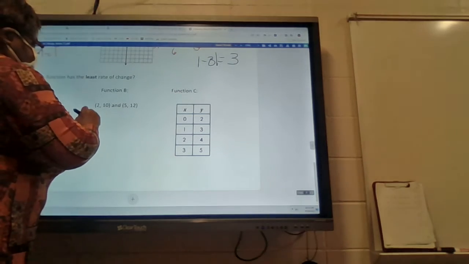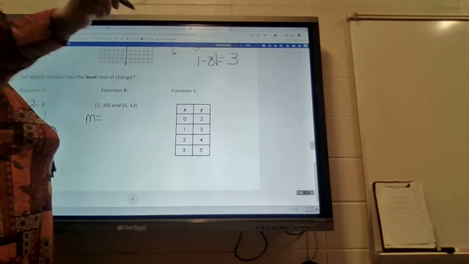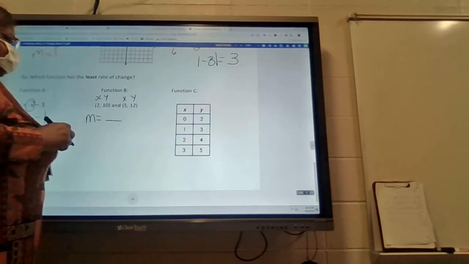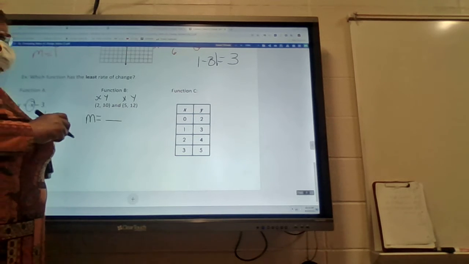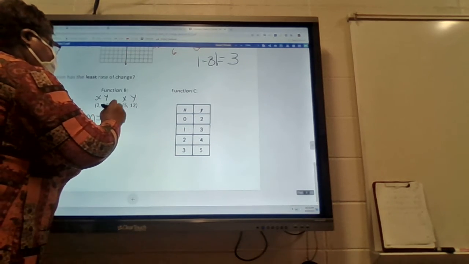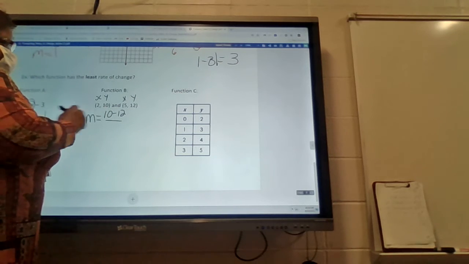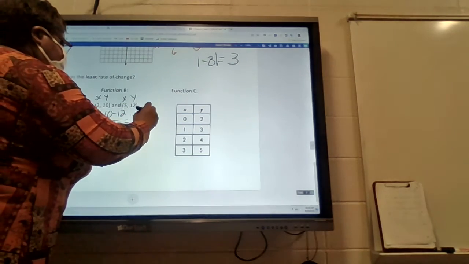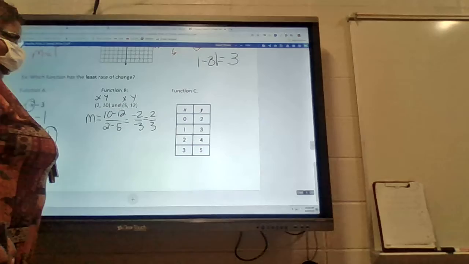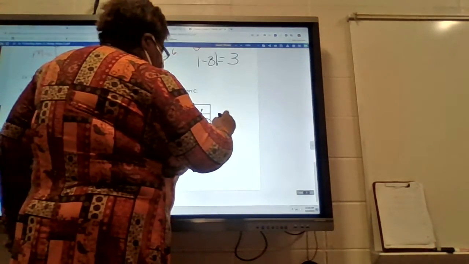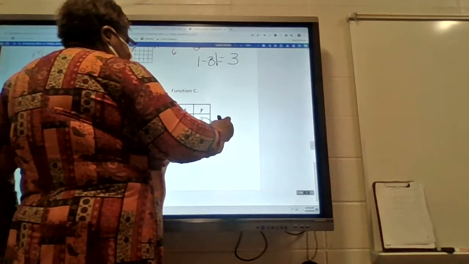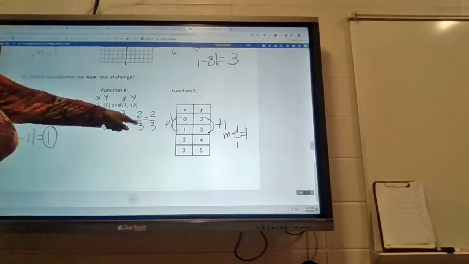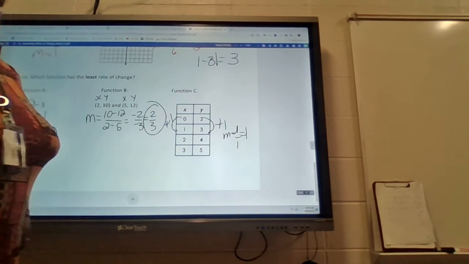Here. Come on, Daniels. So x, y, Jeremiah. Okay. What are we going to subtract on the top? 10 minus 12. 10 minus 12. And then on the bottom, 2 minus 12. Right, same direction. Very good. Minus 2 over minus 3. So that's going to be 2/3. This one, plus 1, plus 1. And so that's 1 over 1, which is 1. So the one with the least would be the 2/3.